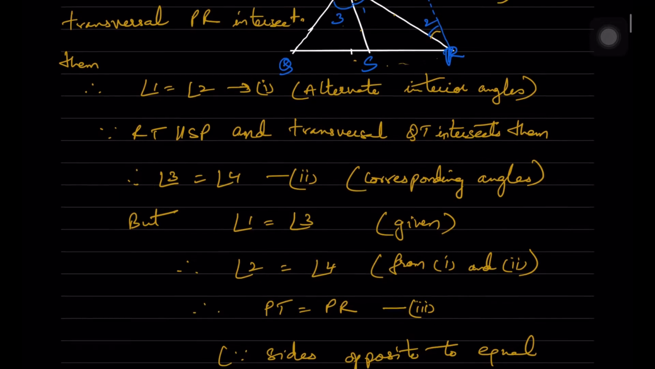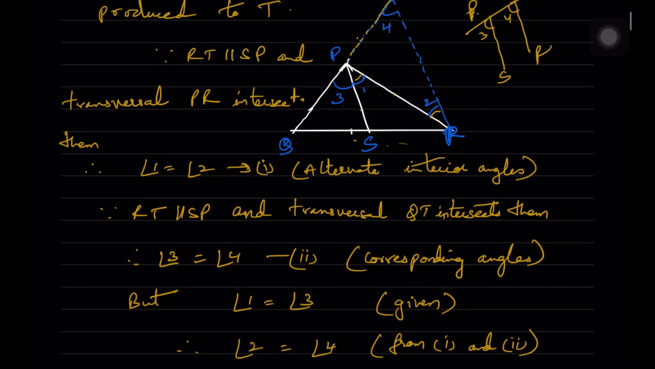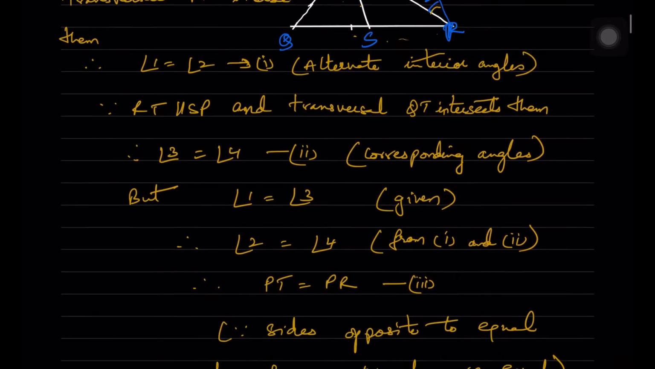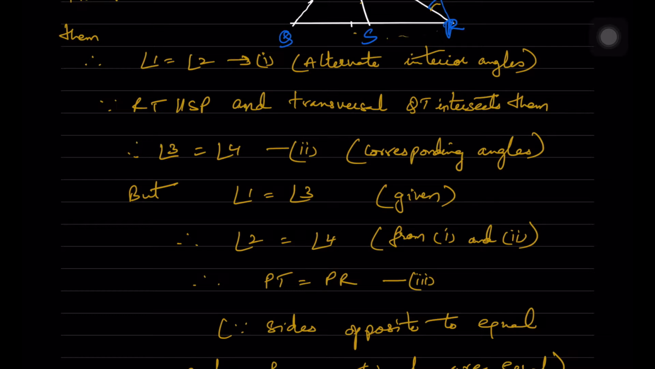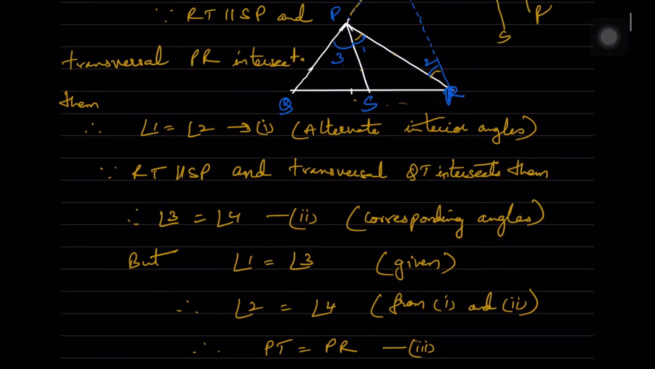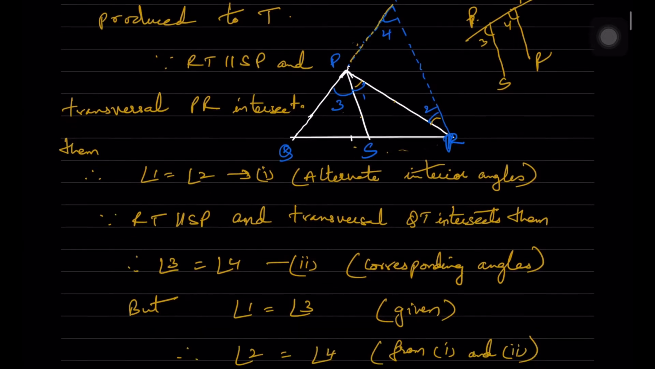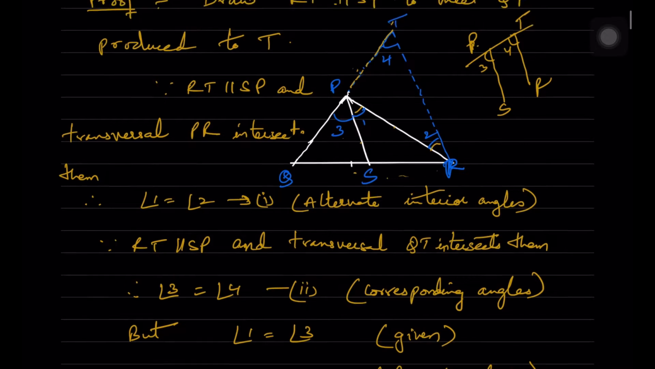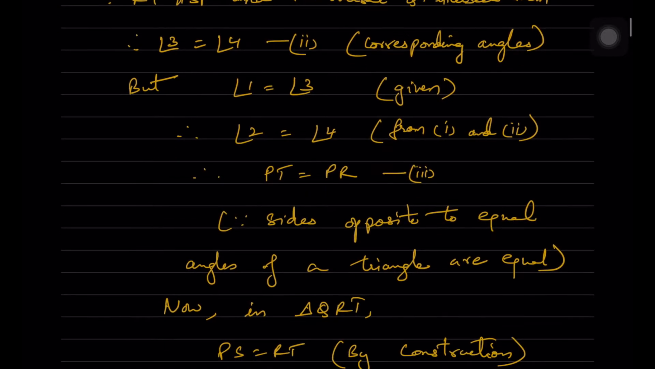But we have angle 1 is equal to angle 3 because PS is the angle bisector of QPR. Therefore, from 1 and 2, we have angle 2 is equal to angle 4. We can see this obviously because angle 1 is equal to angle 3. If angle 2 and angle 4 are equal, then sides opposite to equal angles are equal. Therefore PR is equal to PT. That we have written here, this is the third equation, since sides opposite to equal angles of a triangle are equal.